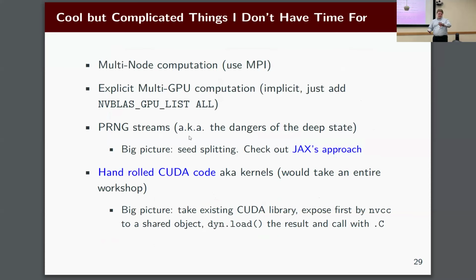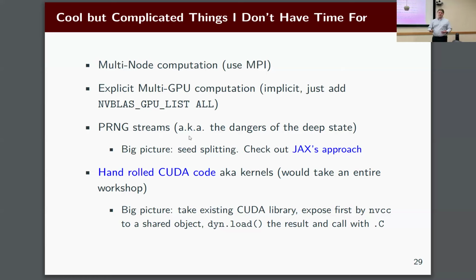So there are lots of other ways to make things faster, but I don't have time for lots of them. For multi-node computation, you'll pretty much have to use MPI. MPI can be a little challenging to write, and calling it from within R is non-trivial. So feel free to talk to me about it. It's an interesting problem, but it's challenging. Explicit multi-GPU computation is very hard. Essentially, that's telling your system that has more than one GPU how it should distribute that workload. I recommend instead doing implicit versions, where from NVBLAS you can just say, use all the GPUs. Easy, and it will figure it out for you.